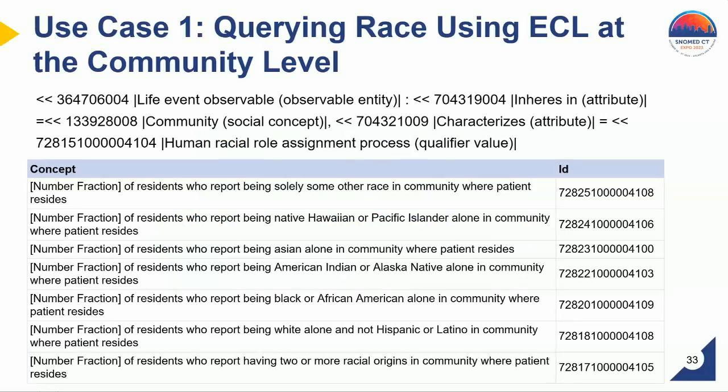And so now our use cases and why we think this is important. We've set this up so that it can be run against an ECL script at our local SNOMED CT extension, the Nebraska Lexicon. So we see here if we wanted to query race using ECL at the community level, we could do so using standard ECL terminology. This is a subset of the codes that are returned that we've structured from the ACS. So we get facts about patients who report being a certain race in a given community where a patient resides.